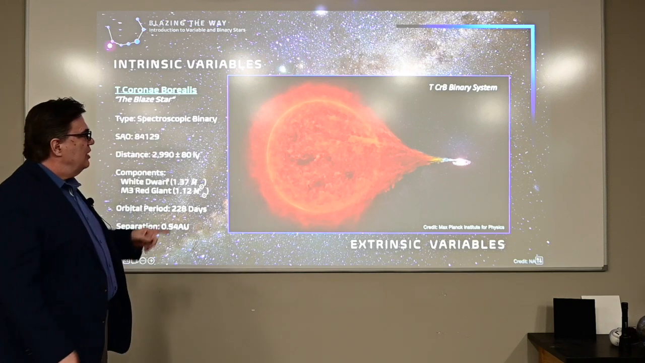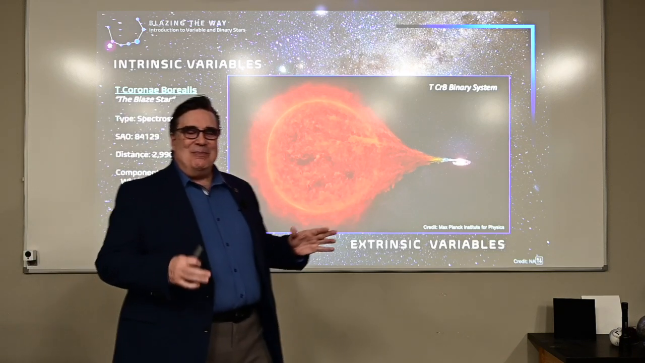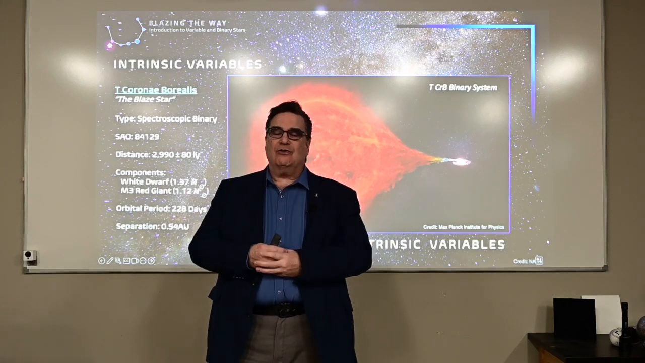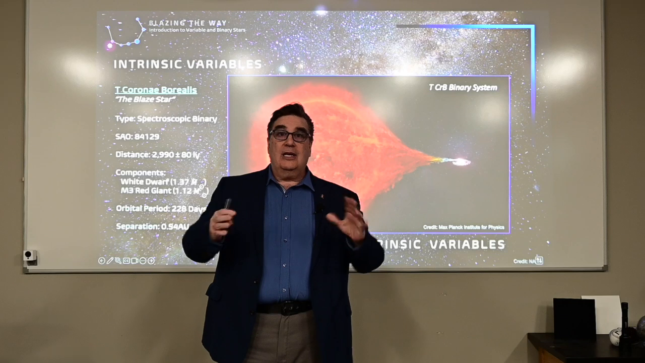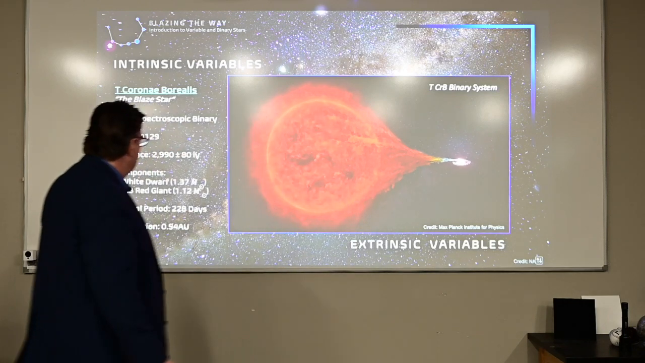And they have a separation of, it sure doesn't look it in this particular graphic, but they have an actual separation of about 0.54 astronomical units. That would be half the distance between here and the sun.